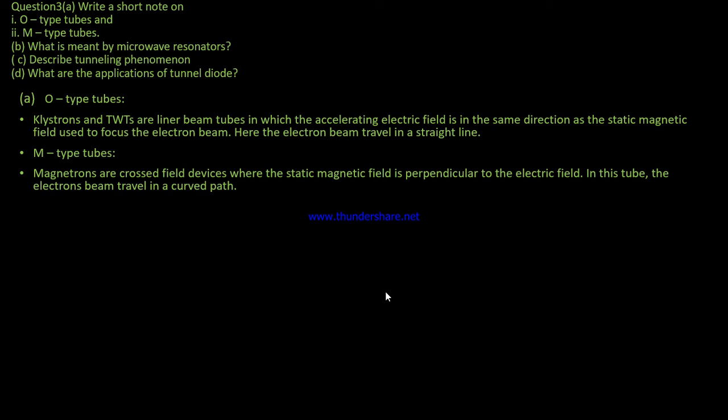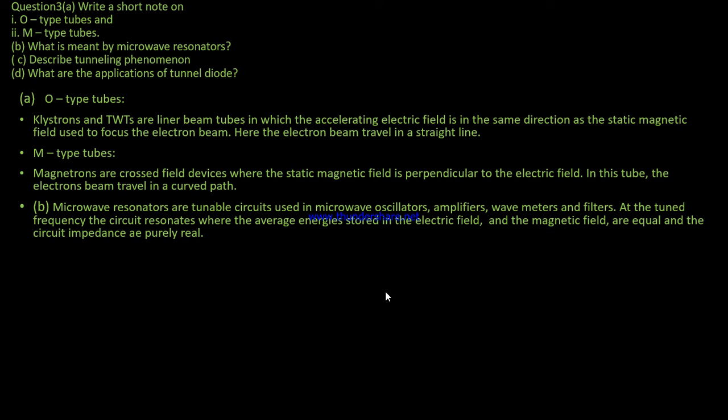And in another way, we have the M-type tubes. Now, magnetrons are crossed field devices where the static magnetic field is perpendicular to the electric field. In this tube, the electron beam travels in a curved path. So you can see the difference between the O-type tubes and the M-type tubes.